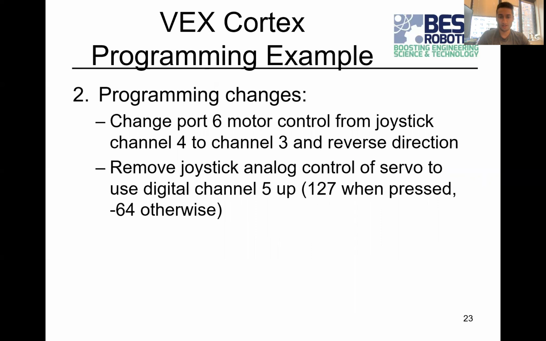So first of all, you want to change port 6's motor control from your joystick channel 4 to channel 3, and reverse its direction. And the second one is, let's say you want to remove your joystick's analog control of the servo, and you want to use digital channel 5 up. So you want it to be input of 127 when pressed and 64 otherwise. These are just small tweaks that you'll keep making to make it easier for your drivers.